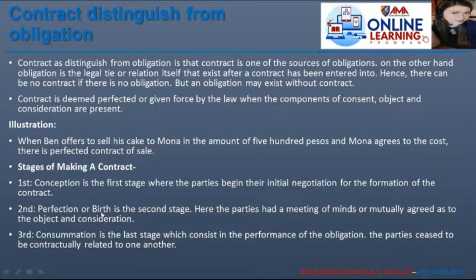So here in second stage, class, meron ng pagkasundo, meeting of minds sa kung ano yung object and consideration. So we call that perfection or birth. Perfected na. Pag sinabing perfected na yung contract, class, meron na ngayon power ng batas, no? Force given by law. So third is consummation, no? Which consists in the performance of the obligation. So tataliman na yung parehong partido kung ano ang kanilang dapat gawin, no? Based on the stipulations in the contract.